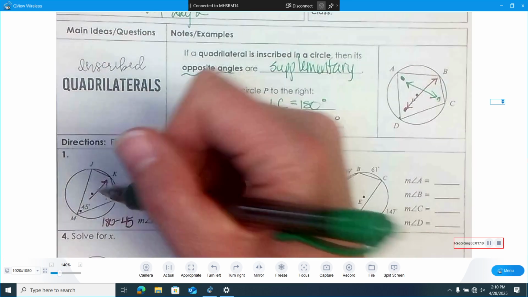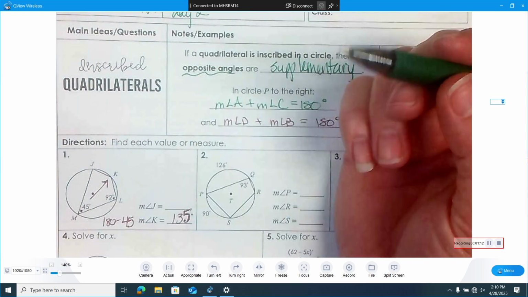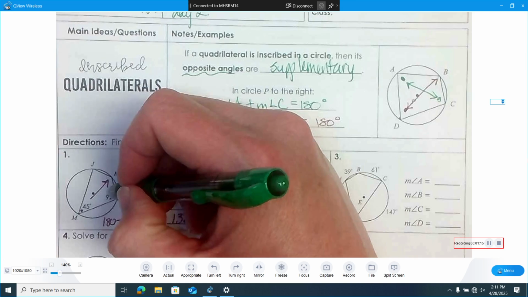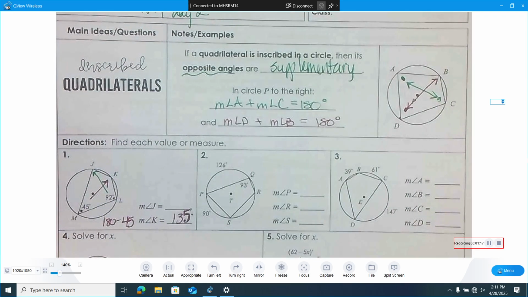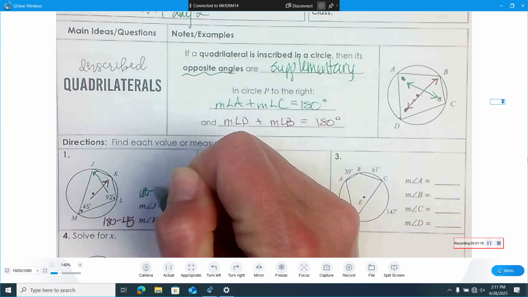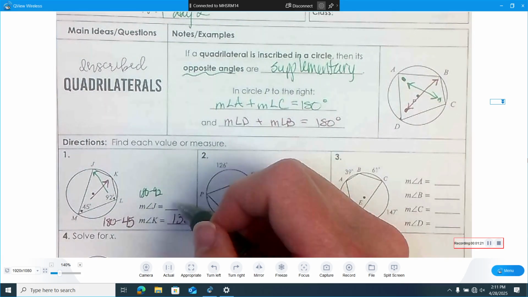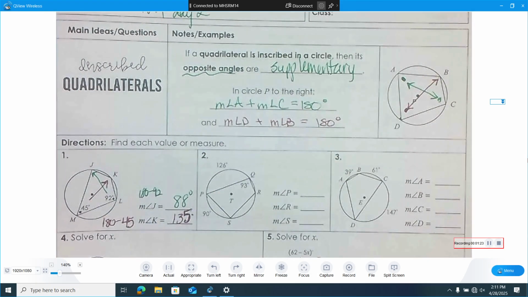All right. 92 is angle L. What's its opposite angle? J. So how do we figure out angle J? Same. 180 minus 92 is 88 degrees. Beautiful.